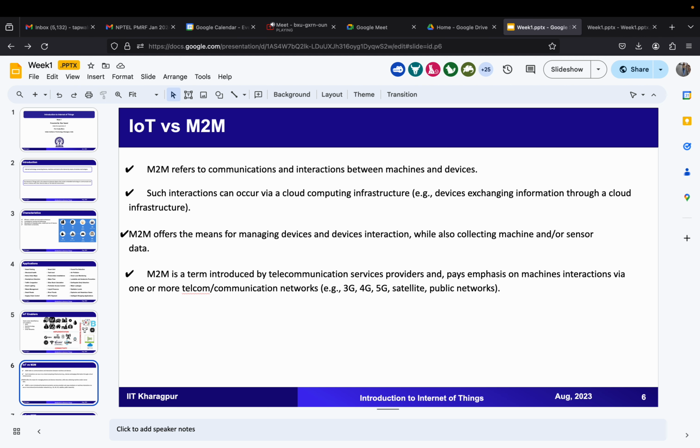In M2M, only the machines will be communicating. There will be no human factor as such. In IoT, the human factor will also be included along with that. Right. So basically, which is the subset of which? IoT is the subset of M2M or M2M is the subset of IoT? No, M2M is a subset of IoT. IoT is a bigger umbrella. Right. M2M is a subset of IoT, because in the case of IoT, machines can interact with each other, but apart from machines, humans can also interact with machines. Other objects can also interact with machines. But in the case of M2M, only the machines can interact with each other.